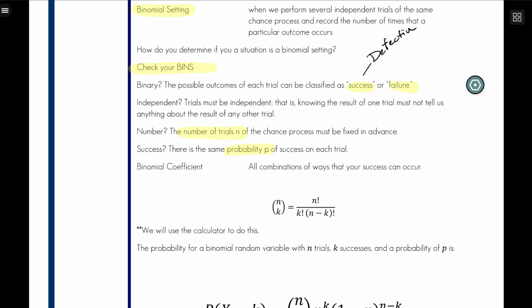So what are some components of that? Well, the first thing is going to be known as the binomial coefficient. The binomial coefficient gives us all combinations of ways that your success can occur. So let's think about this example again.